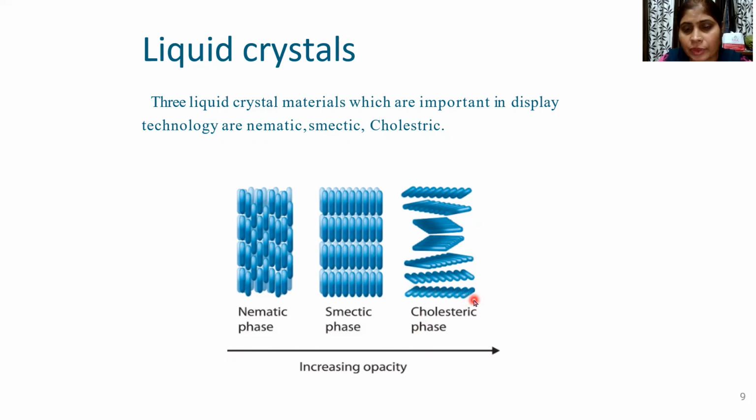You can see here the molecules are placed in this direction, but after some distance they twist, and this continues to twist, and ultimately the direction is different compared to this one. So nematic, smectic, and cholesteric phases are available for liquid crystal materials.